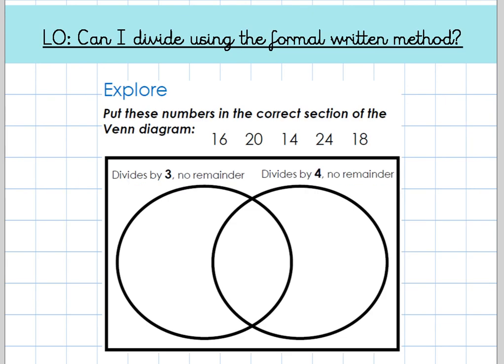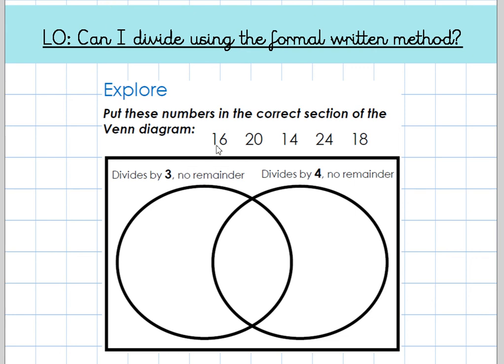So what we're going to do first is use our Venn diagram. And in this Venn diagram, we're going to put the numbers into the correct section. And it says divides by 3 with no remainder here, divides by 4 with no remainder here. And remember, the 1 in the middle means that it covers both. So why don't you pause the video and have a go at thinking where you could put the numbers. Right, let's go through them.